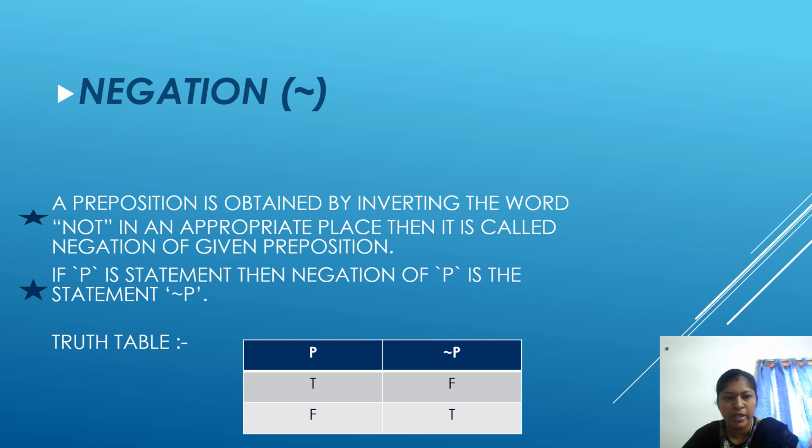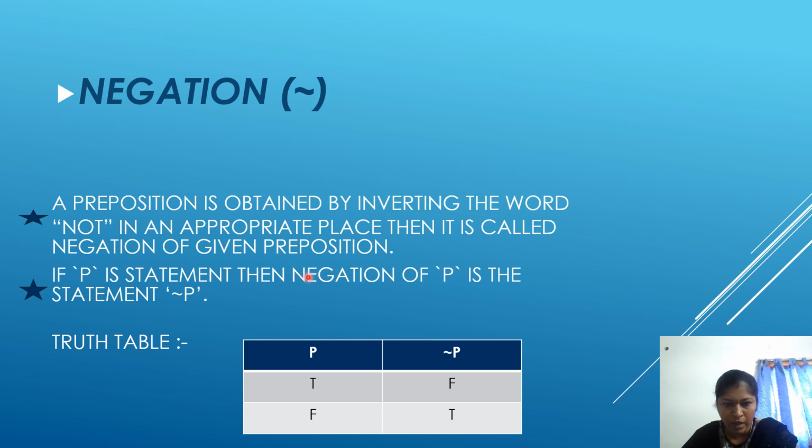Negation means we are using the word not in the sentence. If you take the example, "She is beautiful" is the declarative sentence, then the negation of the sentence is "She is not beautiful". Here P is the statement, and the negation of P is denoted by the symbol ¬P, where we use the word not in the appropriate place. It is called the negation of the given proposition.